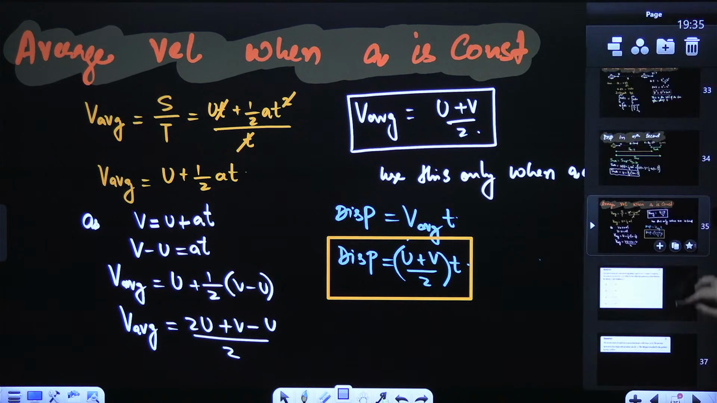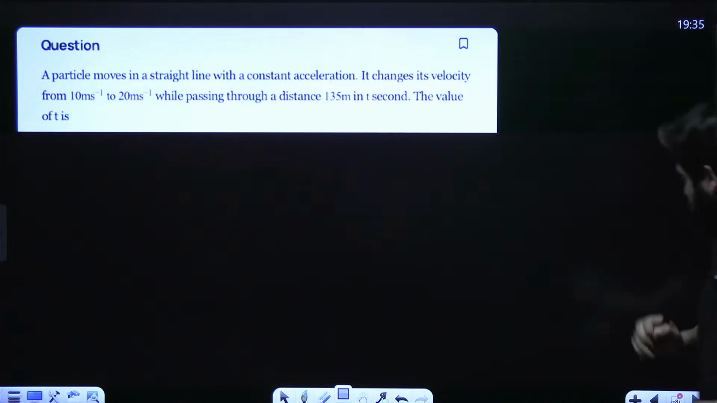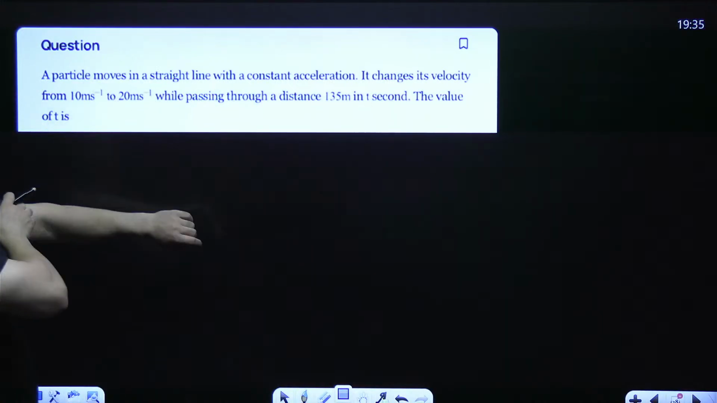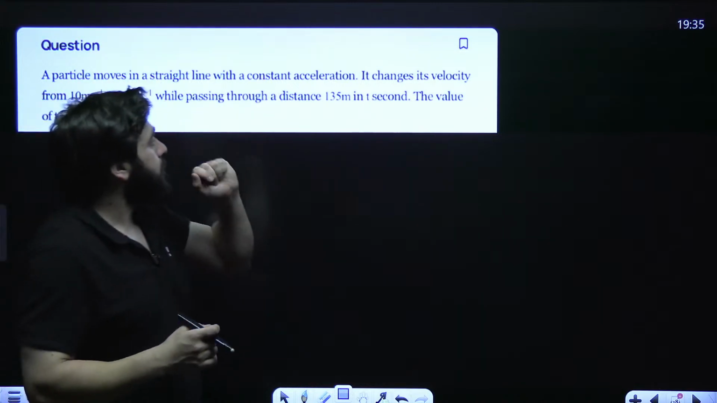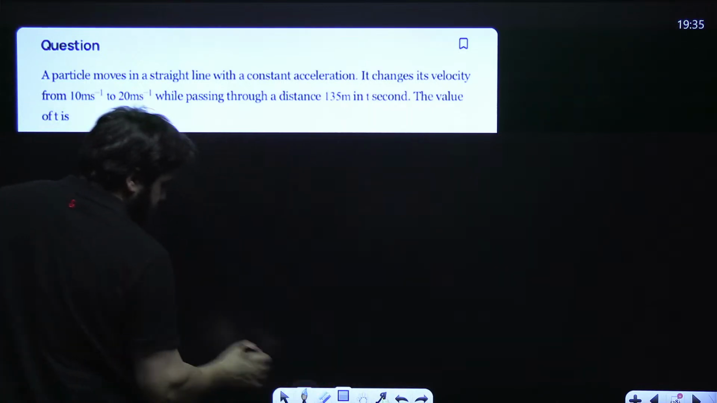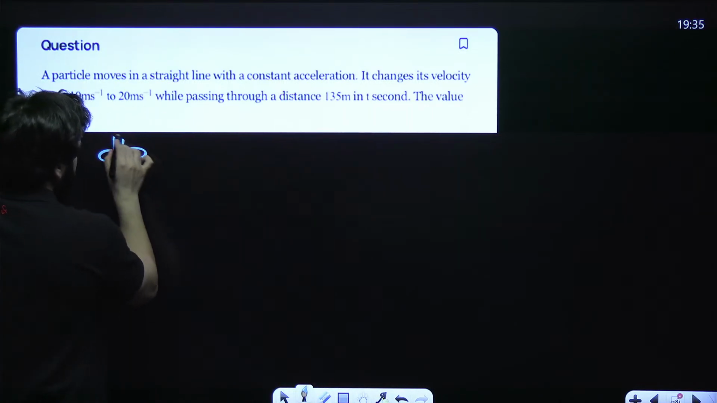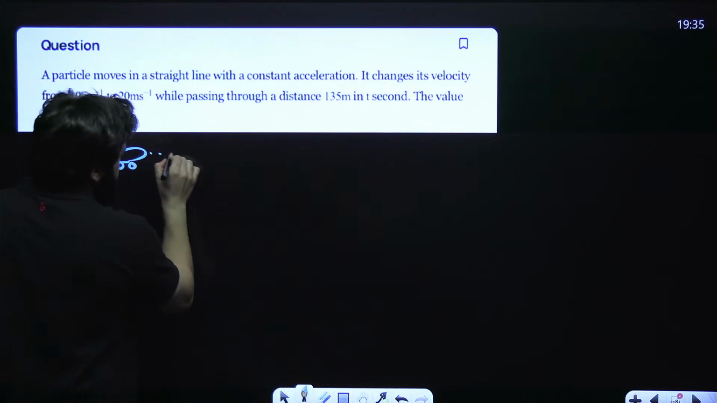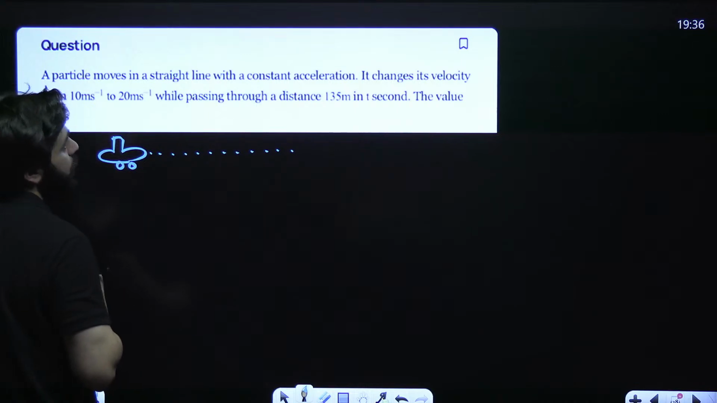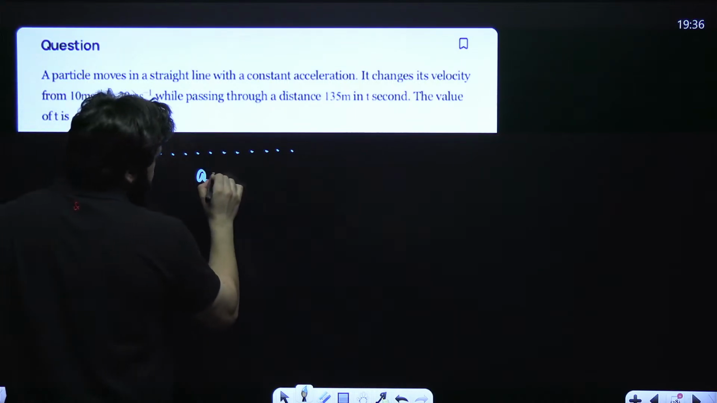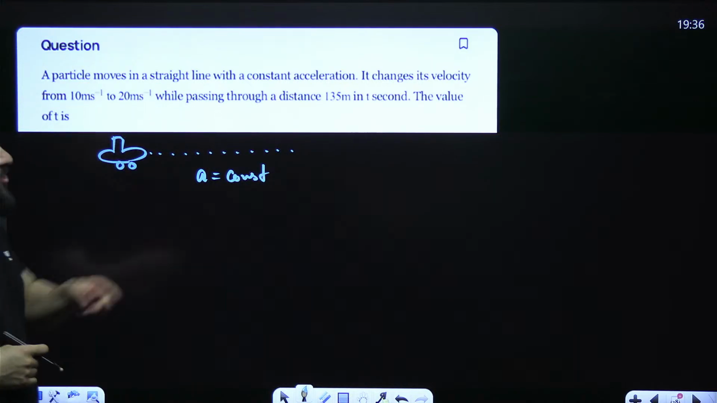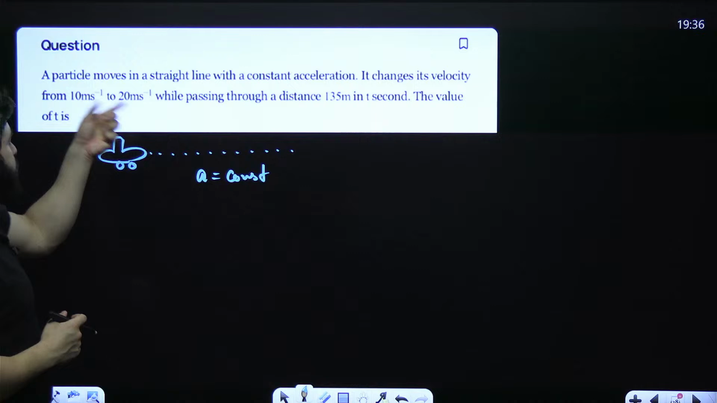On the same concept, let me show you the question. Now look at the question, guys. A particle moves in a straight line with a constant acceleration. There is a particle moving in a straight line with a constant acceleration. So acceleration here is constant.